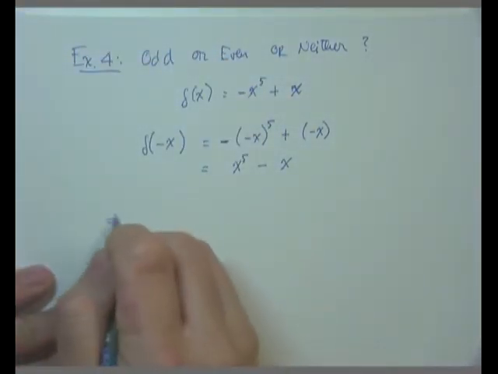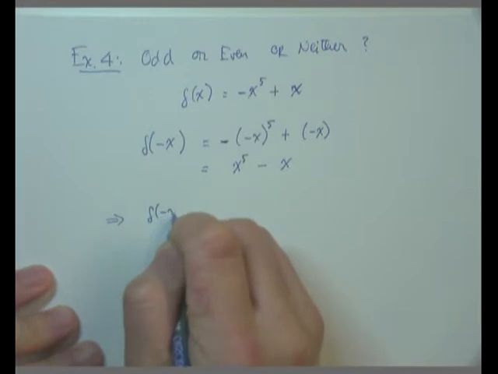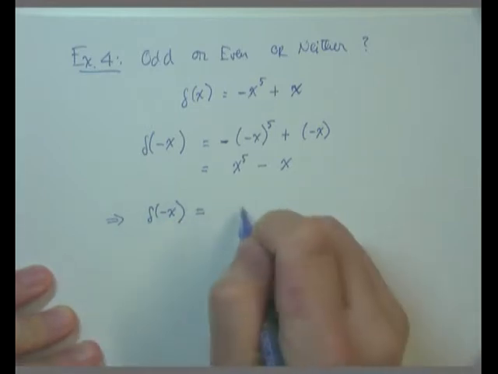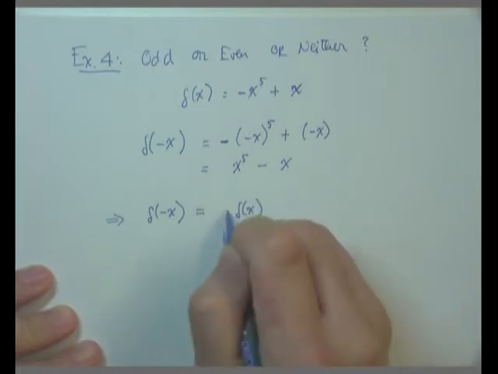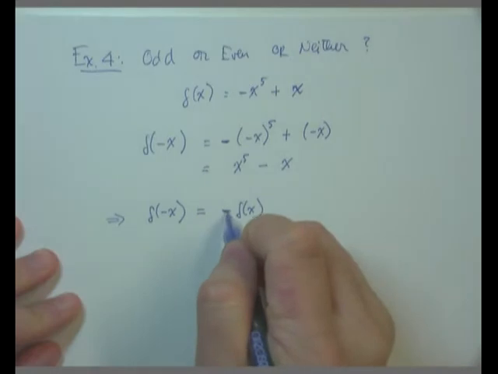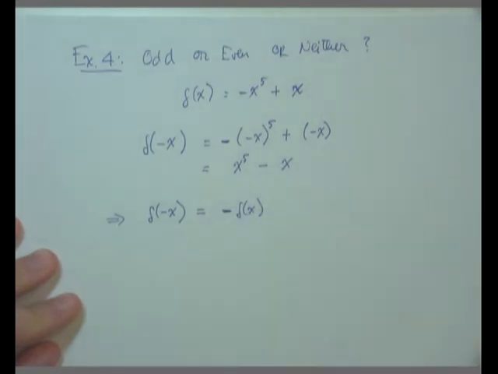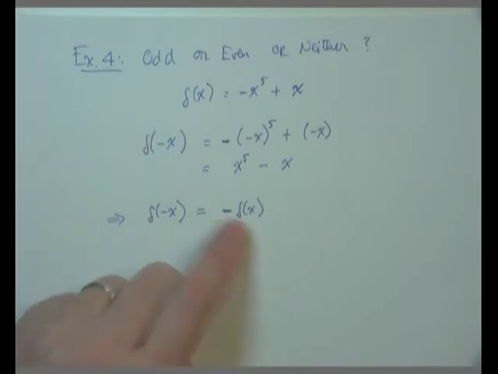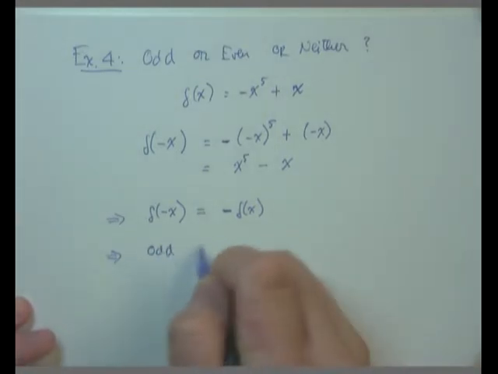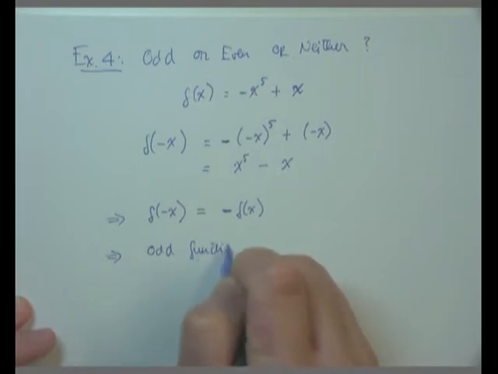So that means when I'm evaluating my function f at minus x, it's going to turn out to be equal to the function f of x multiplied by the minus in front. It equals the opposite of the function f of x, or multiplying the function f of x by a negative sign in front. And that means this function here is an odd function again.